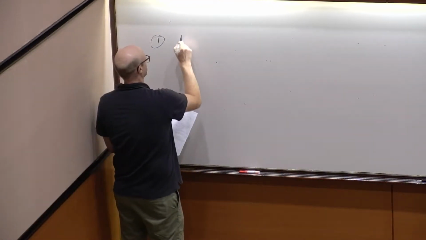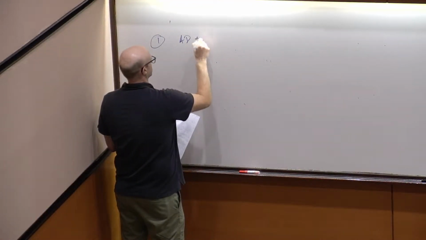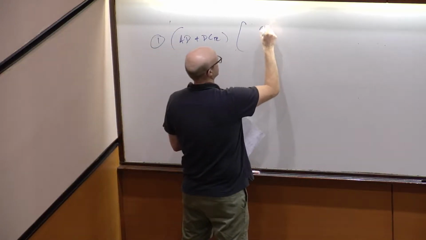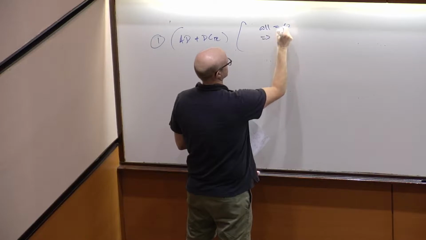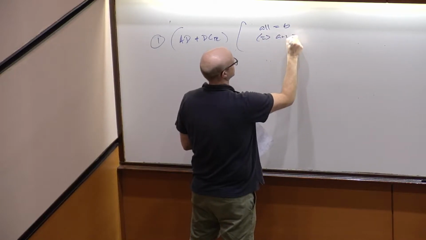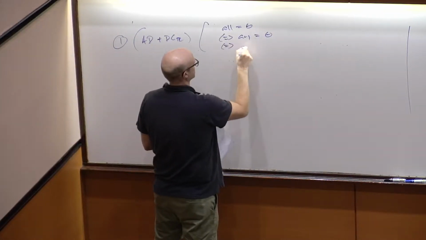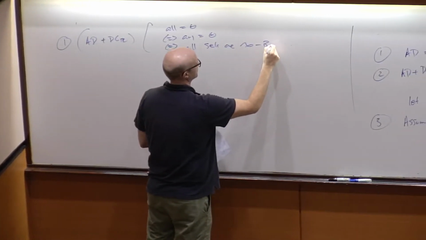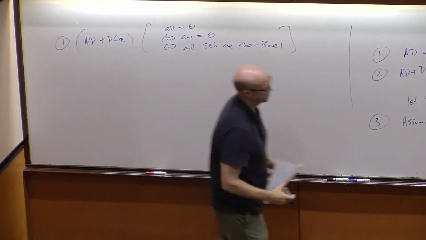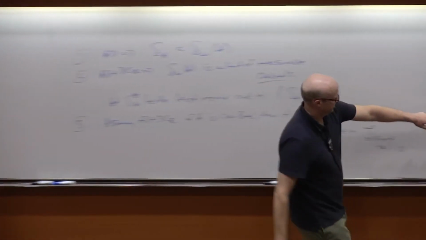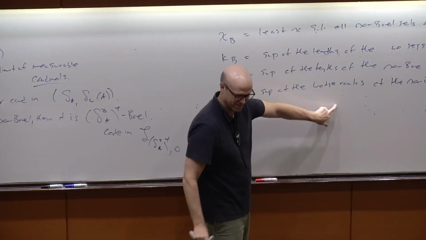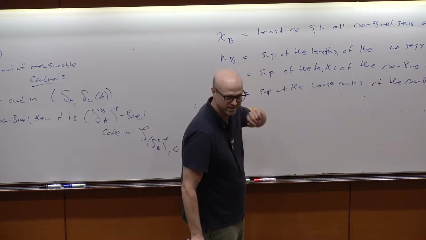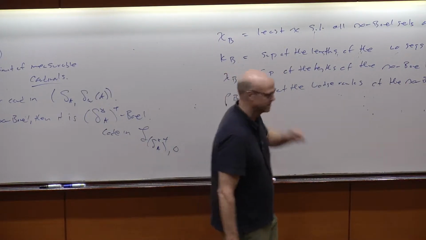One is that under AD plus DC_R, they all equal theta if and only if all sets are infinity Borel. Certainly the sup of the Wadge ranks of the infinity Borel sets is theta if and only if every set is infinity Borel. And you can do similar calculations with the other ones.